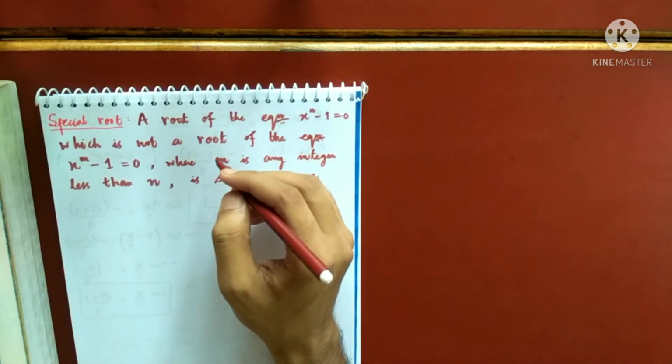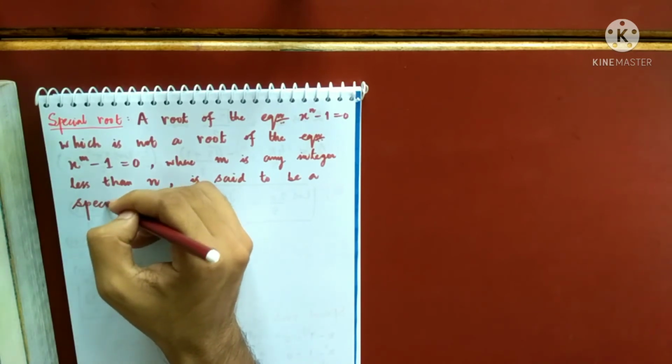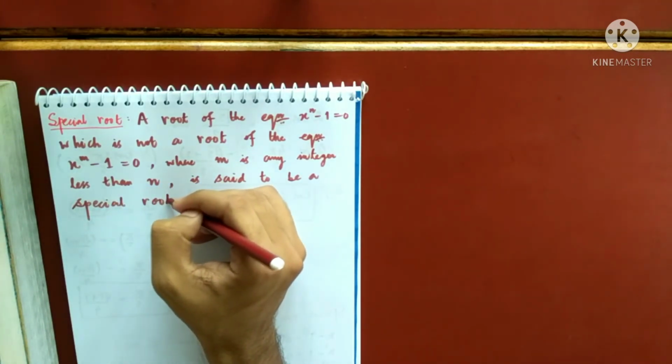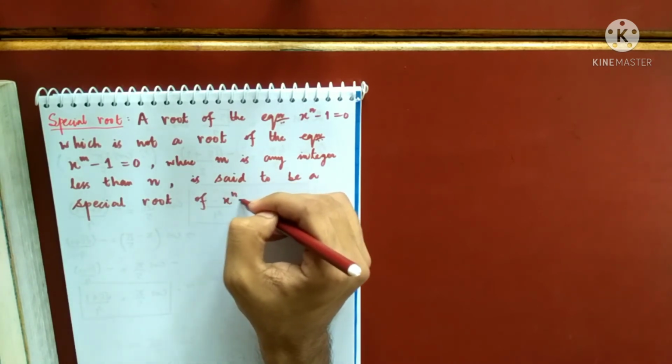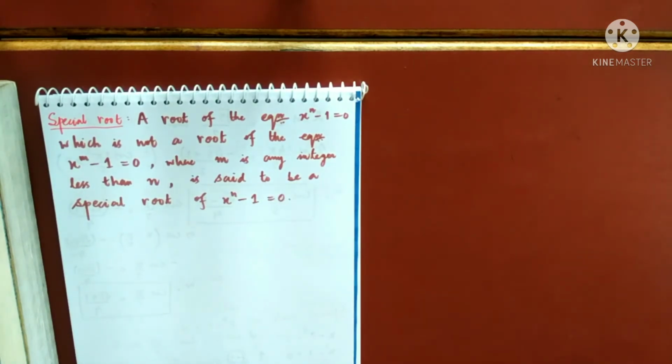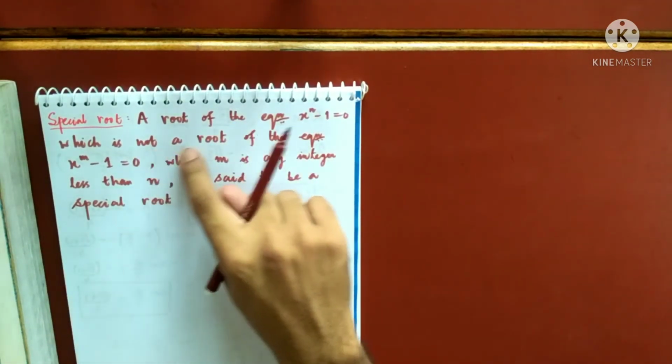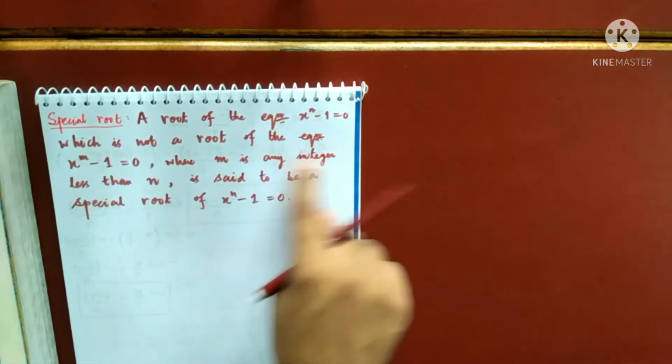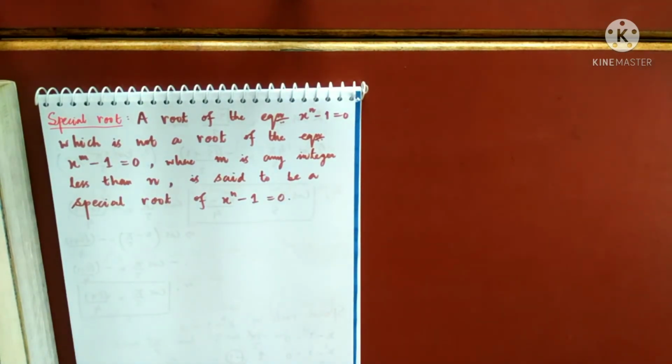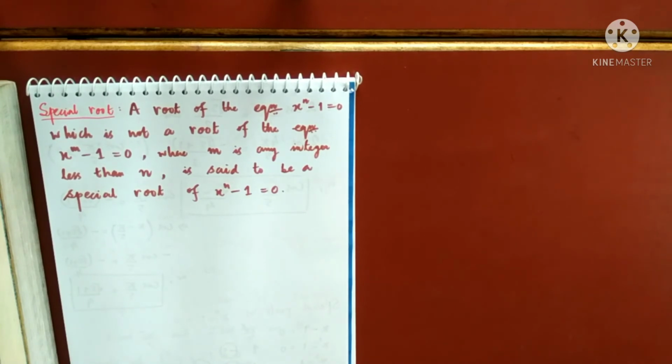a special root of x to the power n minus 1. So a root of this equation which is not a root of this equation, where m is any integer less than n, is said to be a special root of this. That means to find the special roots of x to the power 12 minus 1 equals to 0, you have to remove all the roots of x to the power 1 minus 1 equals to 0, x to the power 2 minus 1 equals to 0, up to x to the power 11 minus 1 equals to 0. So you see, it will really be a difficult job to eliminate all of them.